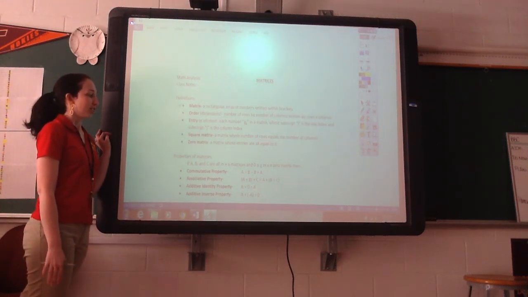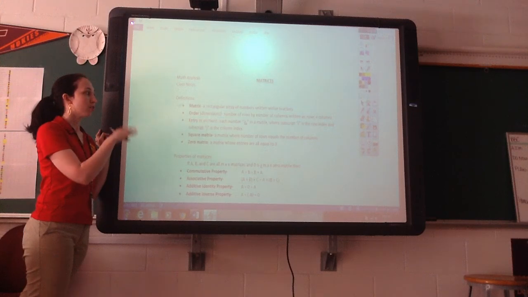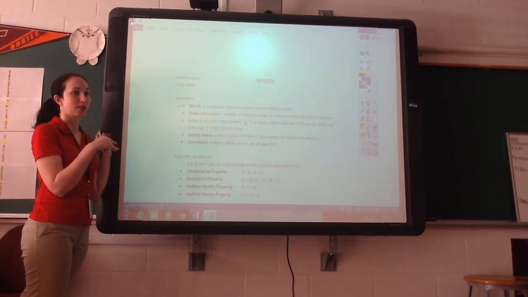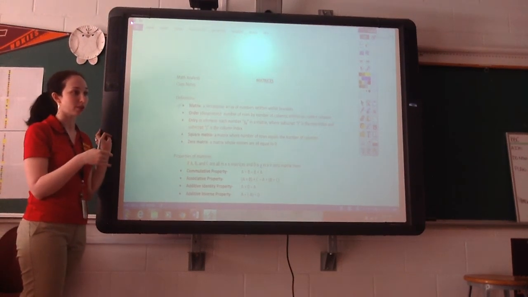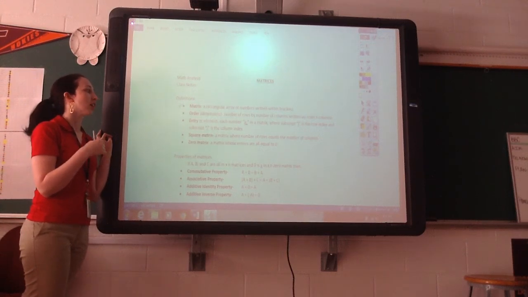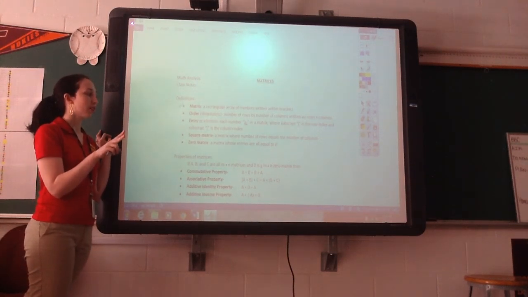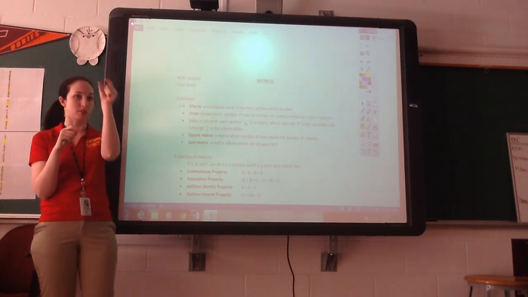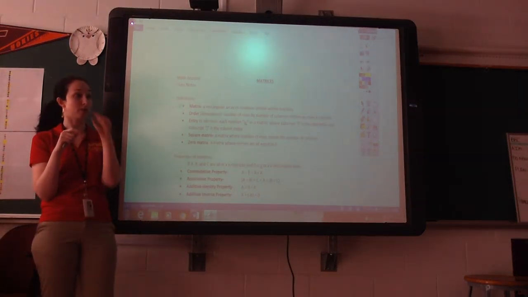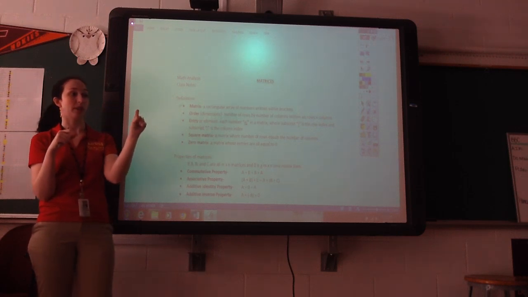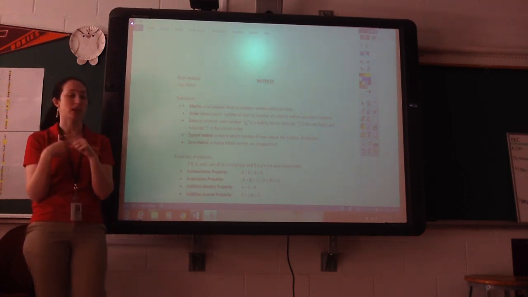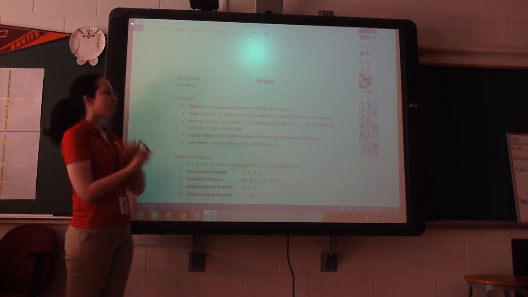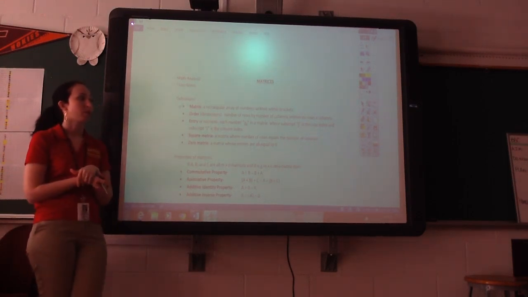All right. So there's a few definitions at the top that are going to be key for that IXL L.1 that you're going to do for homework. There are two other definitions that you need to understand: if you have a column matrix, it's a single column. If you have a row matrix, it's a single row. That'll pop up on the IXL. Other than that, a matrix is a rectangular array of numbers written within brackets.